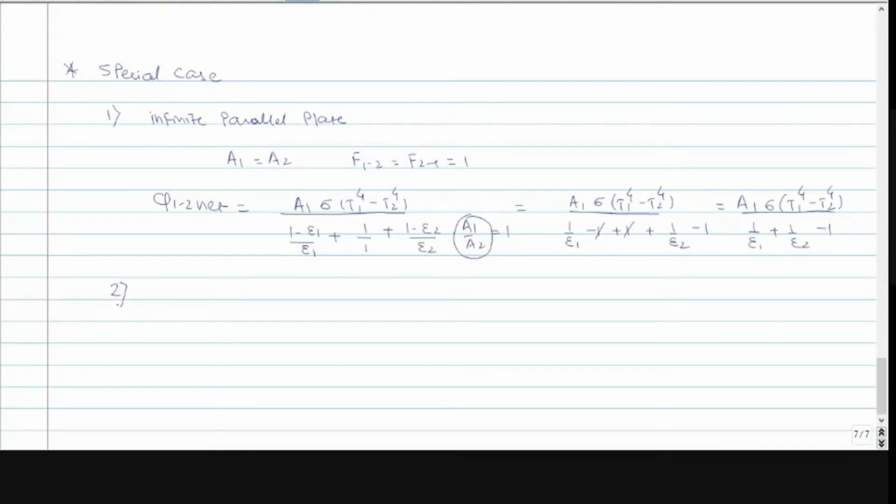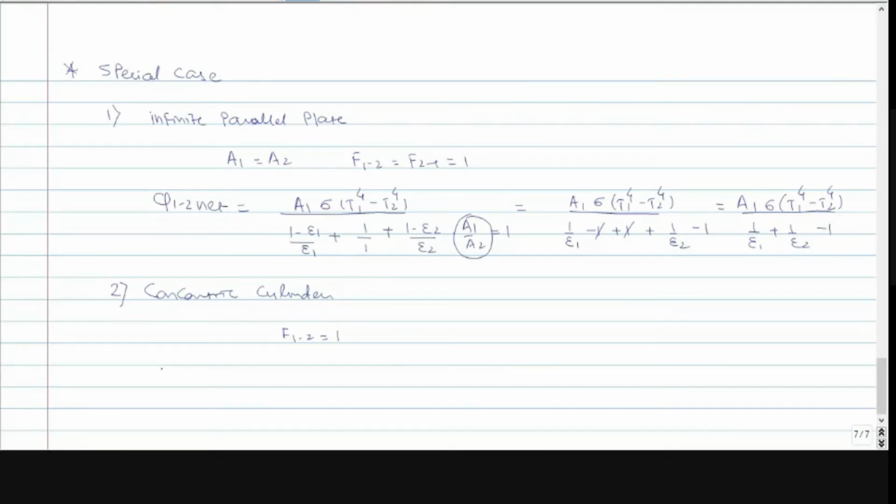I am going to discuss the second case. That second case is concentric cylinders. Suppose I have a case of concentric cylinders. For the concentric cylinder, F12 is 1. All the radiation emitted from the cylinder located inside is absorbed by cylinder number 2. So that's why F12 equals 1.